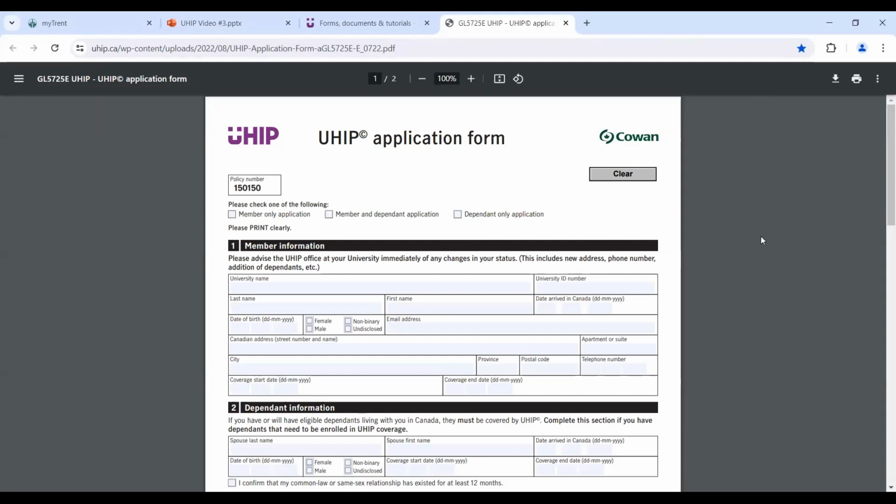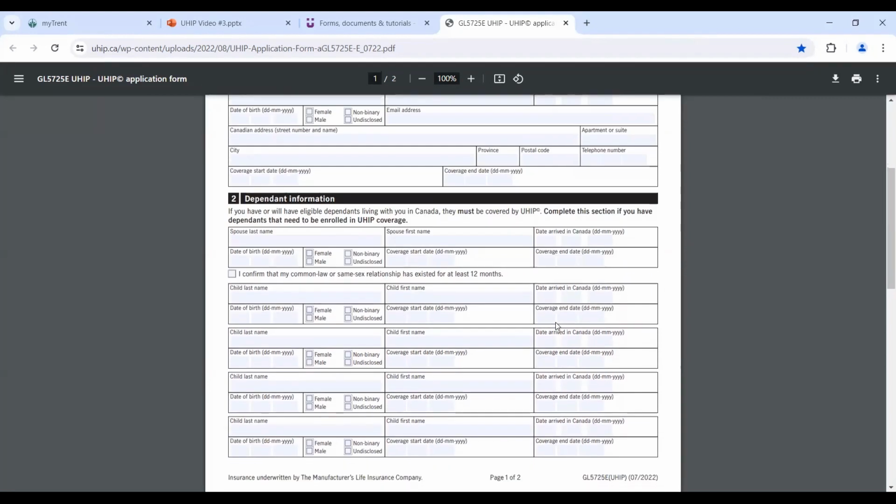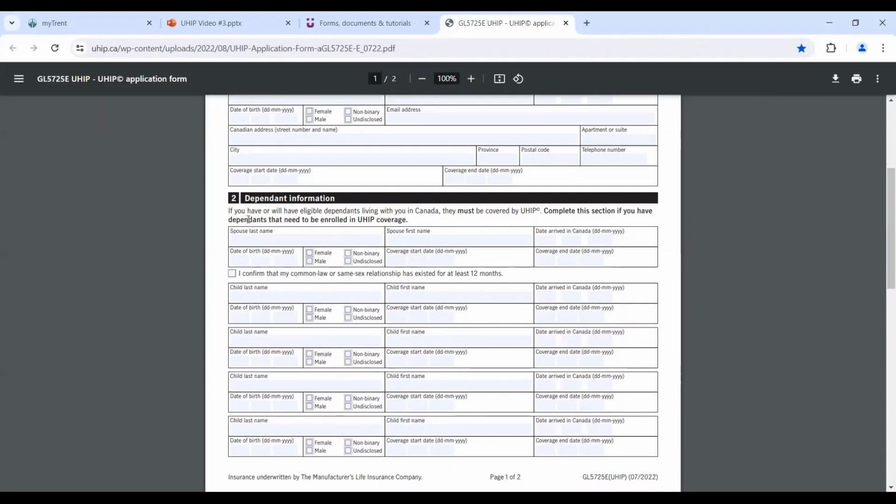So you can fill it out online and then save it. You need to fill out your information. You are the member. Please include your student number in the top right corner under University ID number. And then there's your dependent information. So the first one is a spouse.